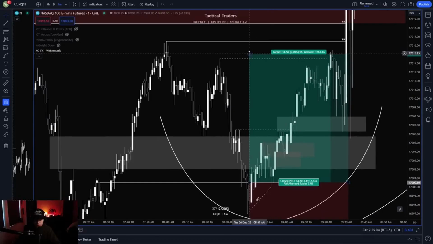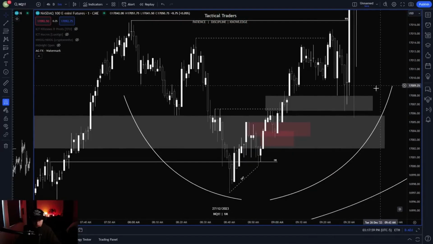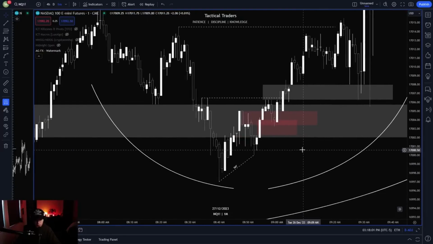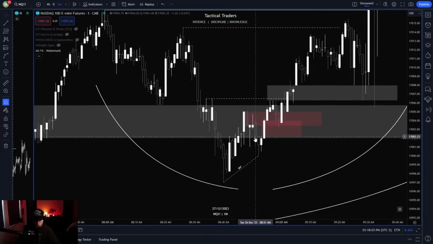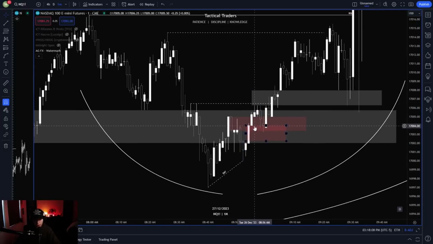So this becomes my first entry. Where do you think I add on this? Once I see the smart money reversal here. We hold up SMT, displacement above that high. We now have a breaker. This is where I take my second entry.